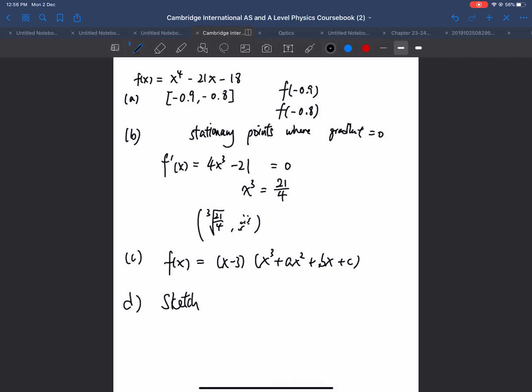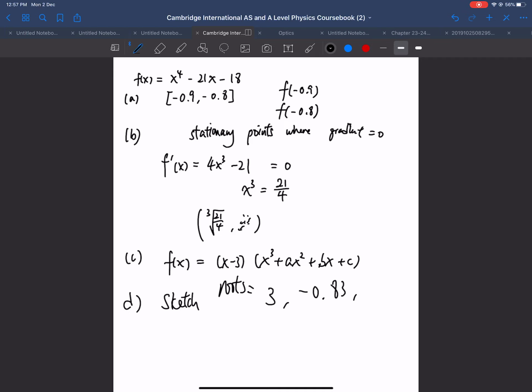You can find all the roots in your calculator. So one of the roots is 3. One is negative 8.3. And the other 2 are complex roots.